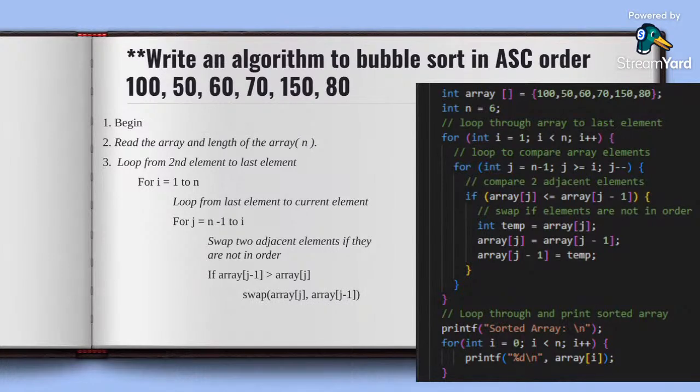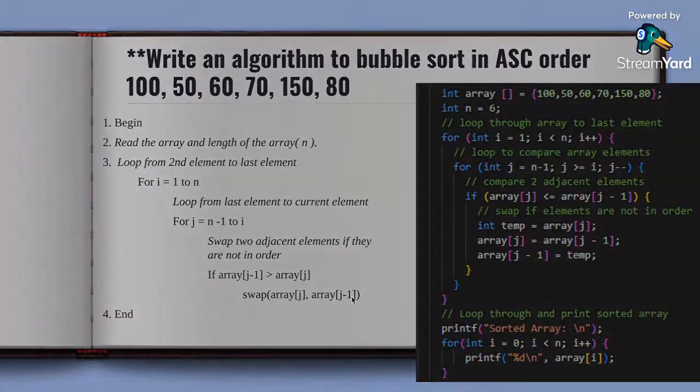Swap array j minus 1 and array j. So we start from the second element to the last element. And in the internal loop, we start from the last to the first. Compare the adjacent elements. If they're not in order, we swap.